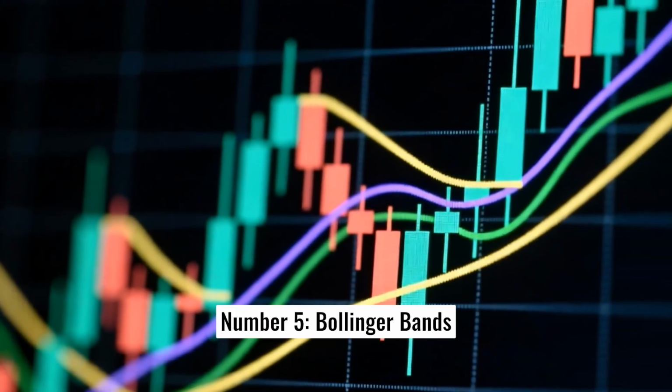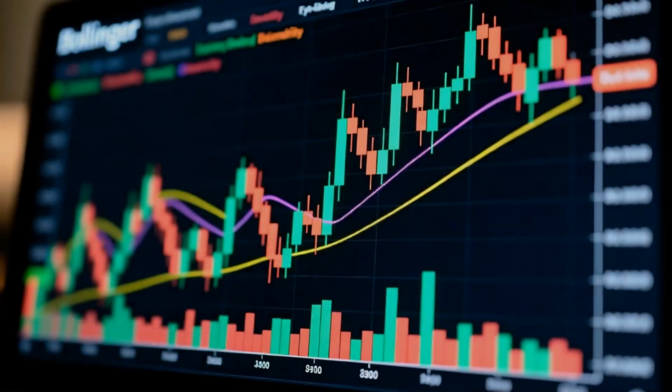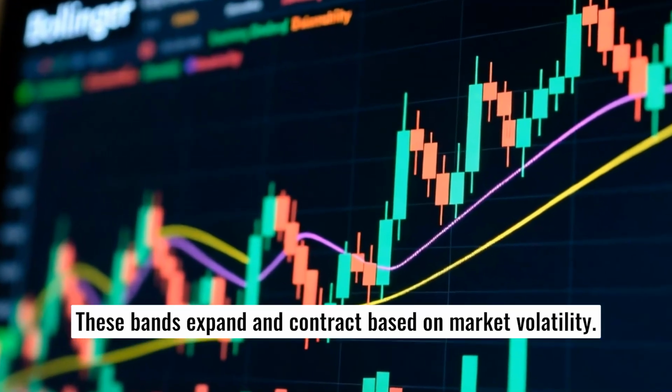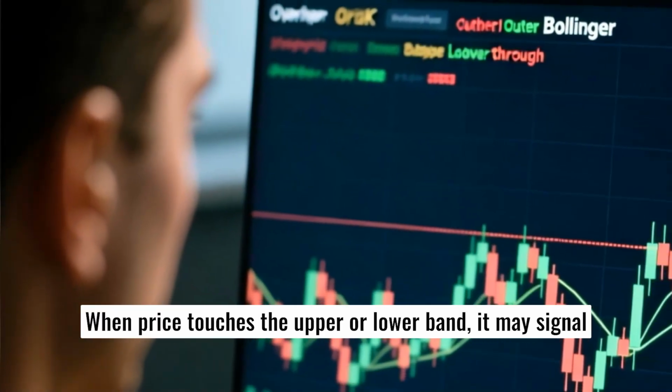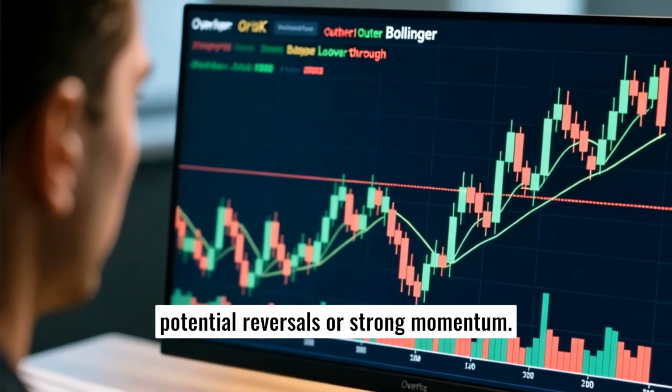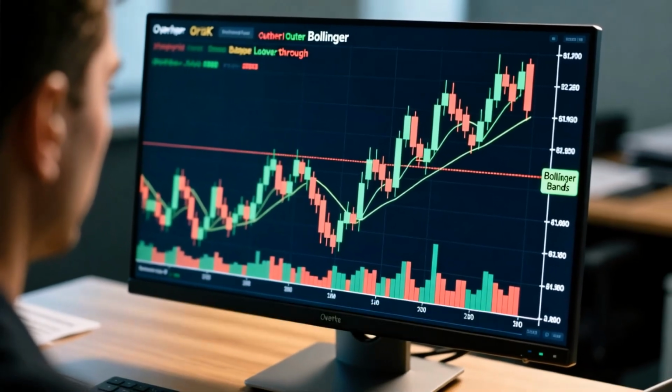Number 5. Bollinger Bands. These bands expand and contract based on market volatility. When price touches the upper or lower band, it may signal potential reversals or strong momentum.